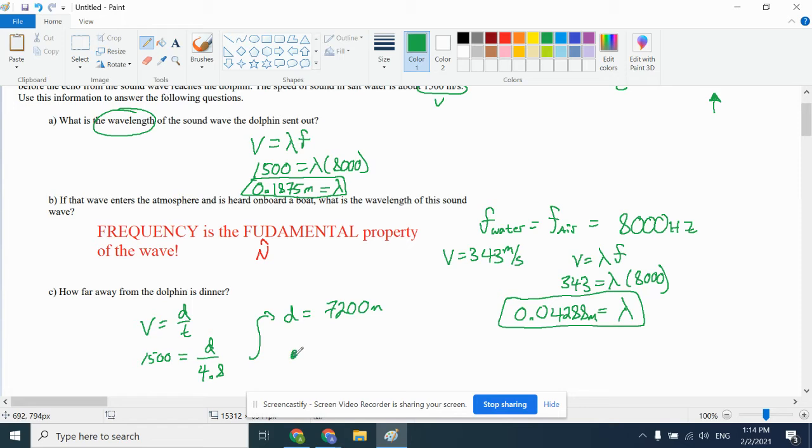Now, that means if here's my dolphin and here's a dinner, the fish, the wave travels, boom, bounces off, and comes back. So I've essentially double counted. Dinner will be 3,600 meters away.